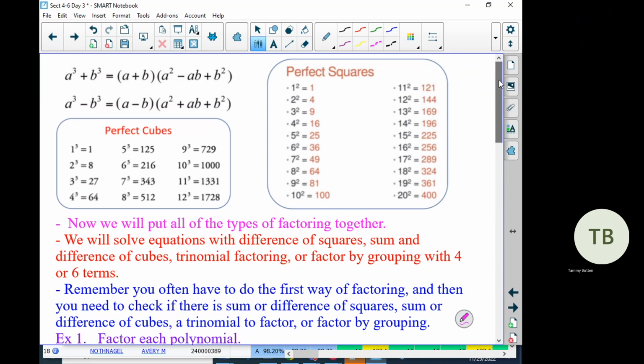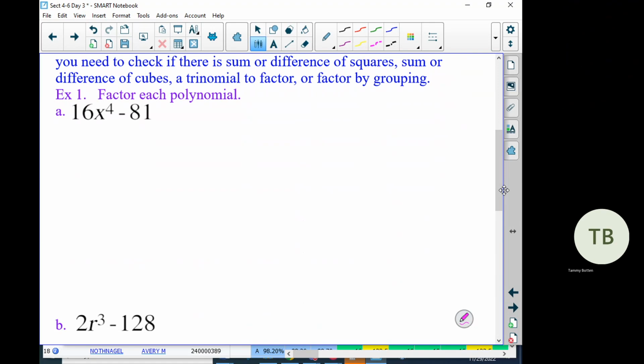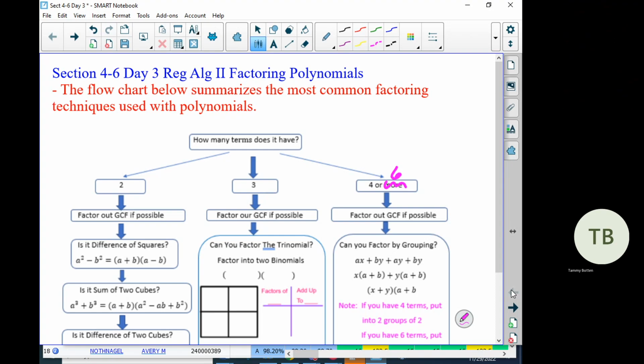All right, so these are both on your cheat sheet. Perfect cubes are on the back, perfect squares are on the back, okay? So again, today what we're doing is deciding which way we're going to factor. And then later today, we'll talk about how we solve. Okay, so this one has 2 terms. And if you look at that table, you're going to see, can I factor something out? And then is it difference of squares?